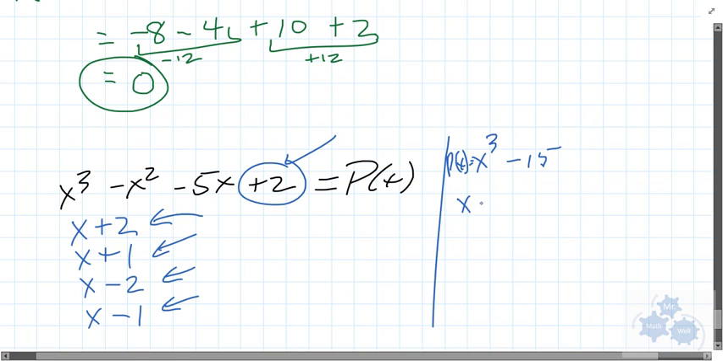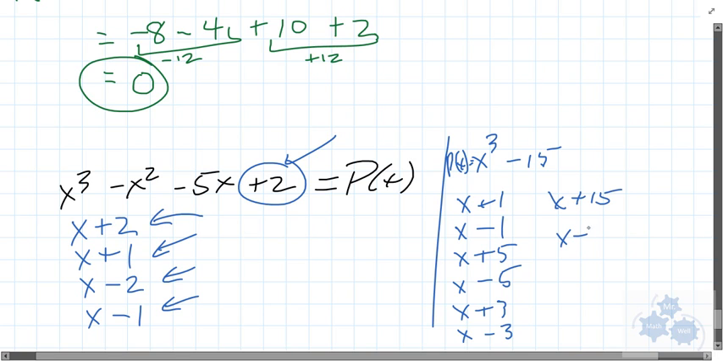X plus 1. Is that a factor of negative 15? Yeah, sure is. What are some other ones? Minus 1. Yes, x plus 5, I heard. X minus 5. X plus 3 and x minus 3. Anything else? Yeah, x plus 15 and x minus 15. That's right. Now, these are all the possible binomial factors of that. So you would test these ones.